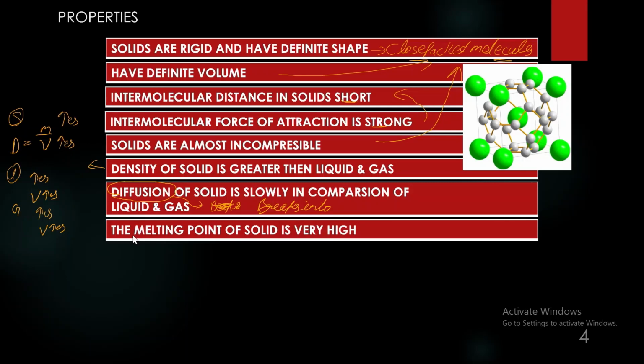Next property, the melting point of solids is very high. First of all, tell me how many of you know the meaning of melting point? What is the melting point? Melting point is just a temperature at which a substance is ready to change its state.